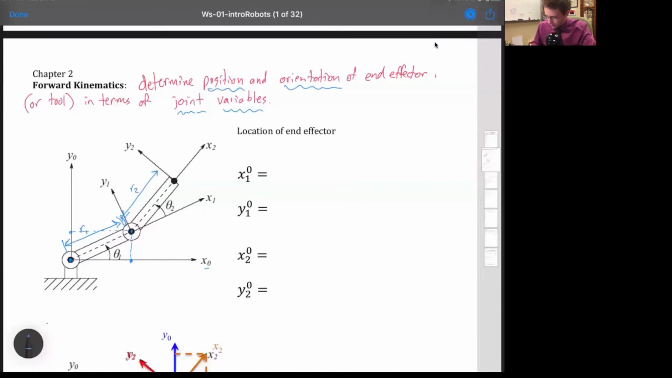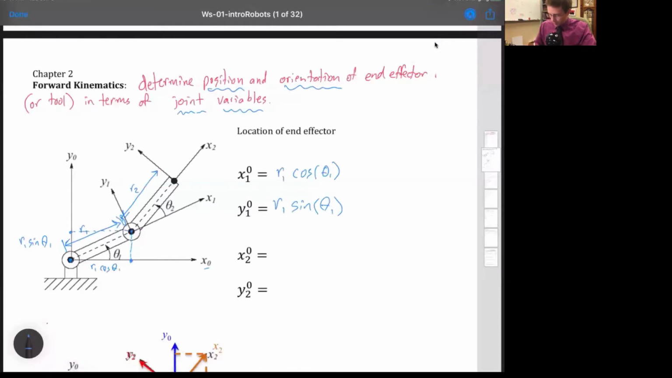And so this distance over here, we can get from the angle here. This is just r1 times the cosine of theta 1. So that's our answer, r1 times the cosine of theta 1. Whereas our height over here is r1 sine of theta 1.